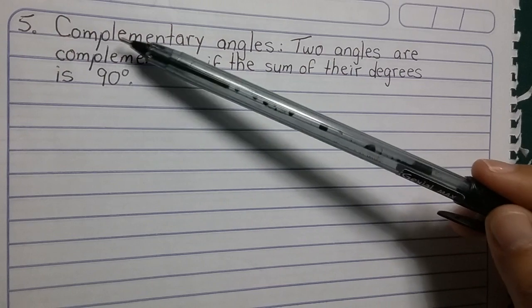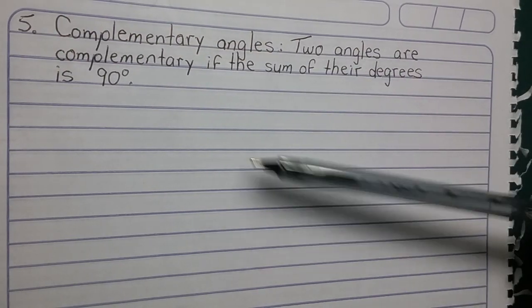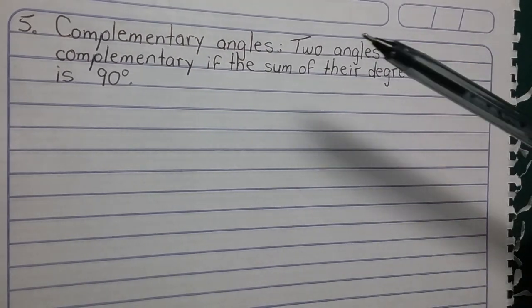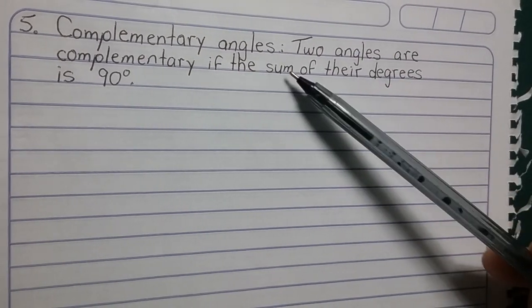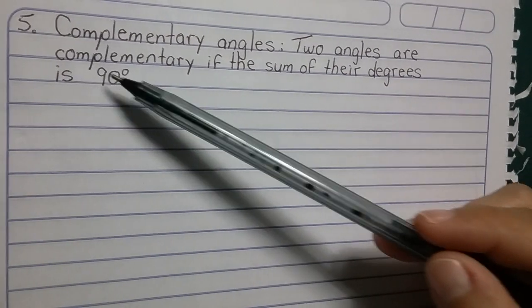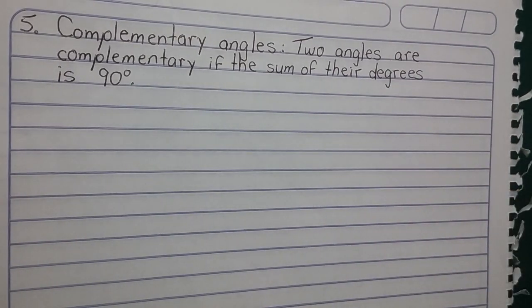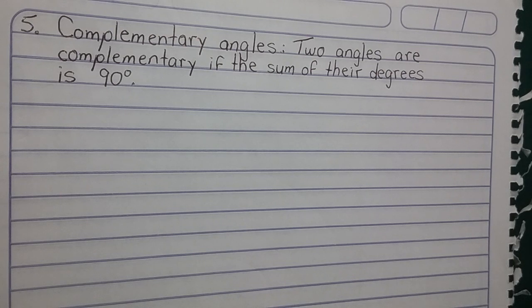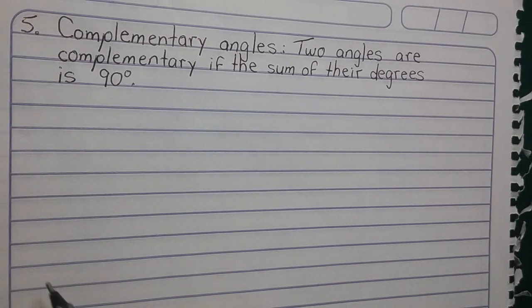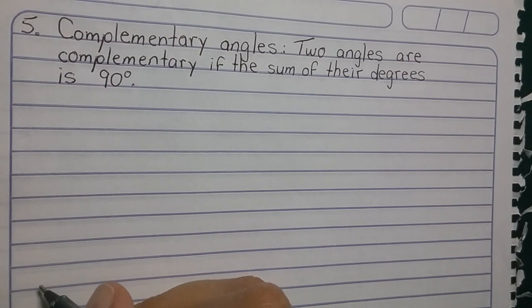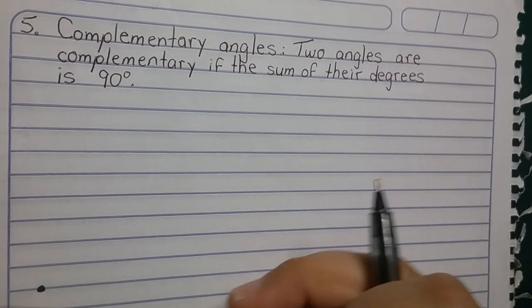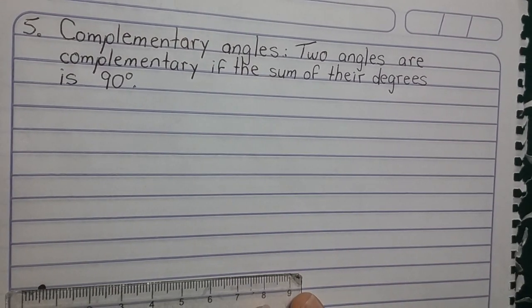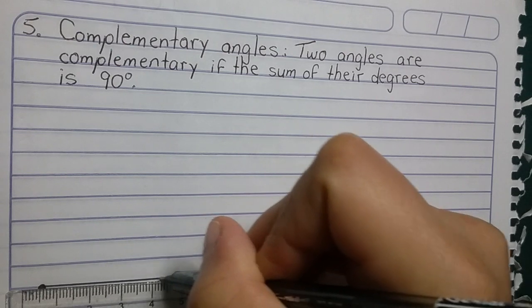Number 5, complementary angles. In this type of angles, we are going to have 2 angles. 2 angles are complementary if the sum of their degrees is 90. Let's see an example. I am going to draw an angle here. And I will draw a line here.